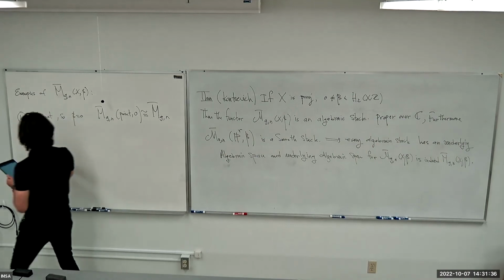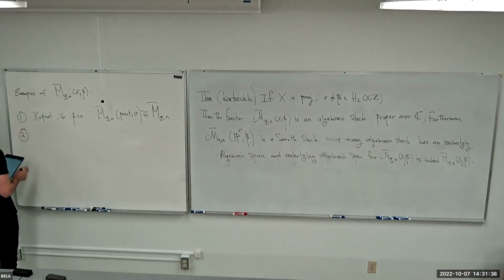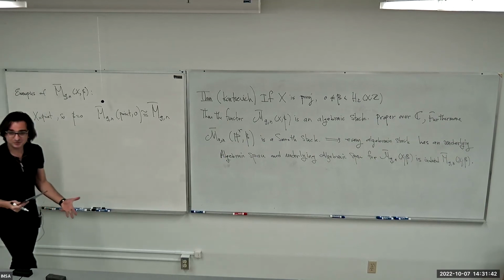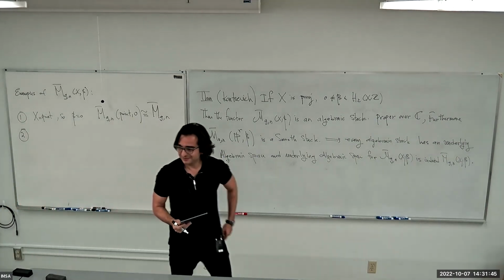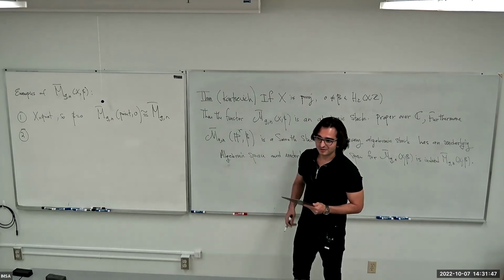Two. So if you forget the map, you still have the domain curve. A piece of information is staying there. So that's just the M bar g,n itself.